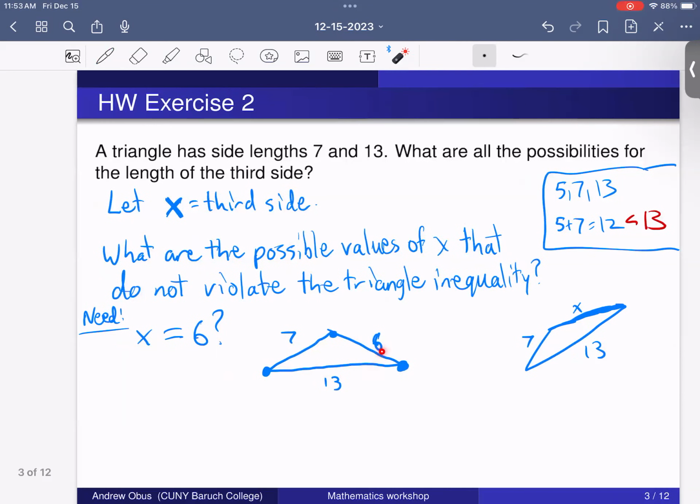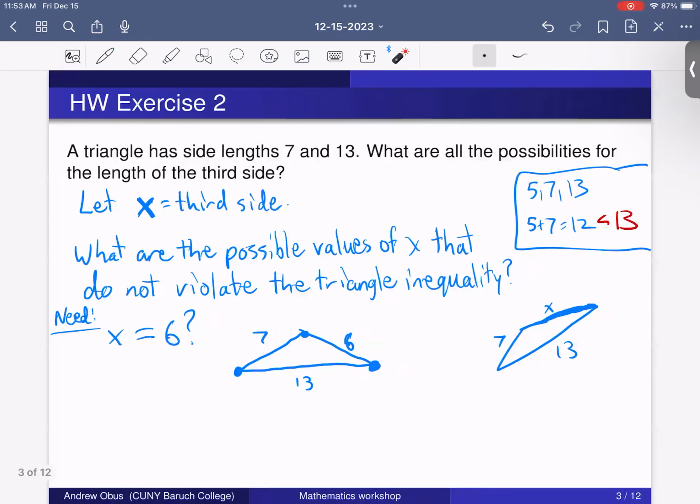So this is actually no good, because if these 2 points are at a distance 13 from each other, then there's no possible way that I can go from this point up to this point and then back down to this point and still have the total distance be only 13, right? If the distance is 13, that has to be along a straight line, right? Any way that deviates from the straight line is going to cause the distance to be greater because you're not going directly. So this triangle does not exist.